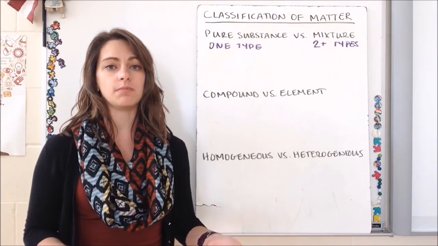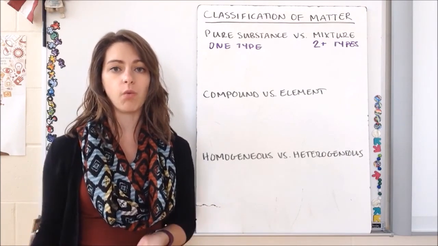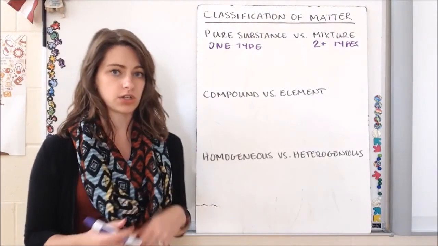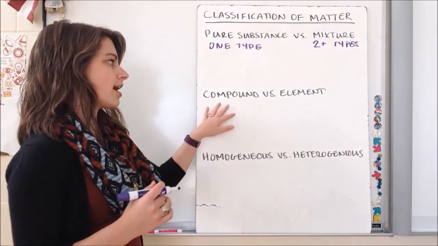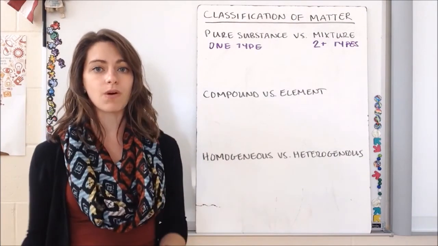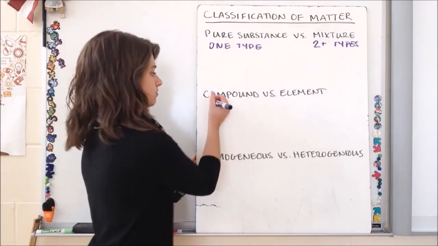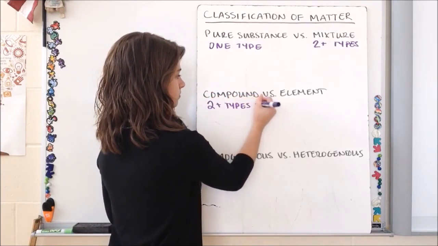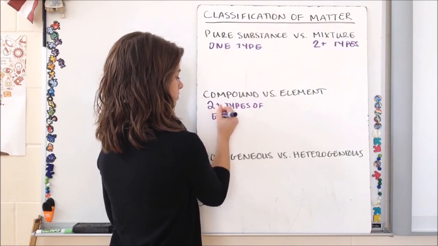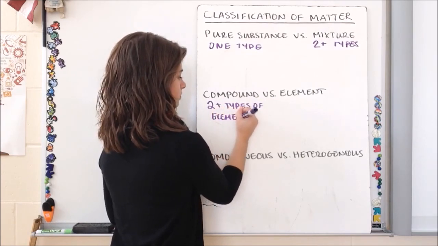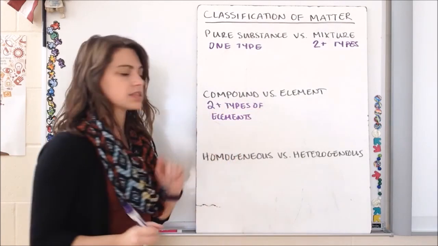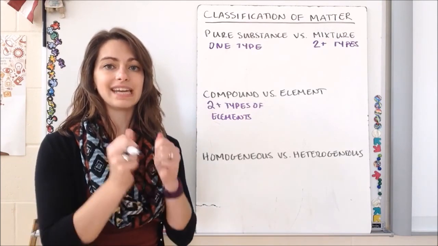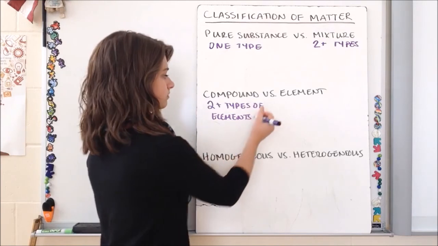Compounds are going to be made up of more than one type of element. So it's similar to pure substance and mixture in the sense that a compound is going to be made up of two or more types of elements. And the key with compounds is that the two or more types of elements are actually connected. They're going to be bonded together.